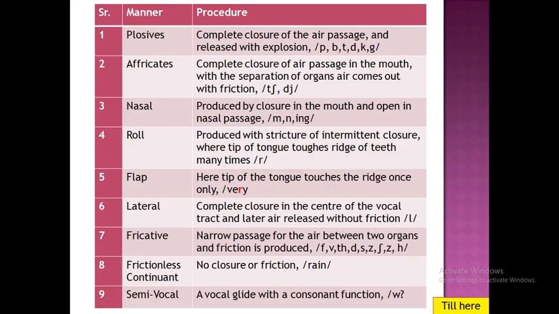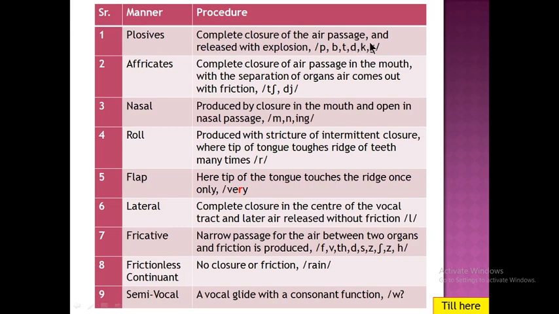Next one is manner of articulation. We will cover this much only in this video. So what is manner? There are nine different types of manner we have, and the different procedures which we get. Manner as plosive, affricates, nasal, roll, flap, lateral, fricative, frictionless continuant, and semivocal. These are all responsible for giving some procedure.